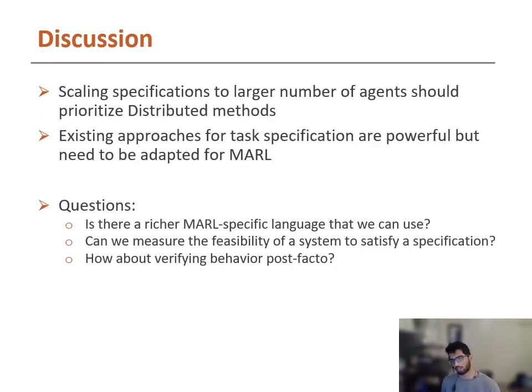And with that, to conclude, we need distribution to handle these general specifications for a larger number of agents. And while existing approaches can express a large number of tasks, we need to adapt these for multi-agent problems. And here we still have some open questions, like a better specification language and guaranteeing behavior on these systems after deploying. With that, I'd like to conclude my talk. Thank you for listening.